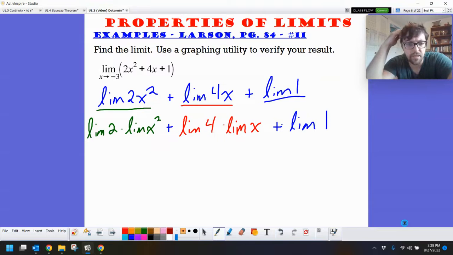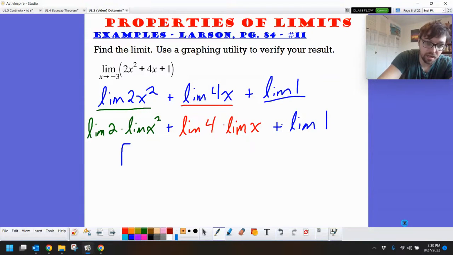So now I have the limit as x is approaching -3. All of these have x approaching -3 on the bottom. Limit of 2, limit of x squared, limit of 4, limit of x, limit of 1. I could do one more step with that x squared. I could break that up into a limit of x and then square that, just like that. Okay, cool. So now I've got limit 2, plus all this stuff.